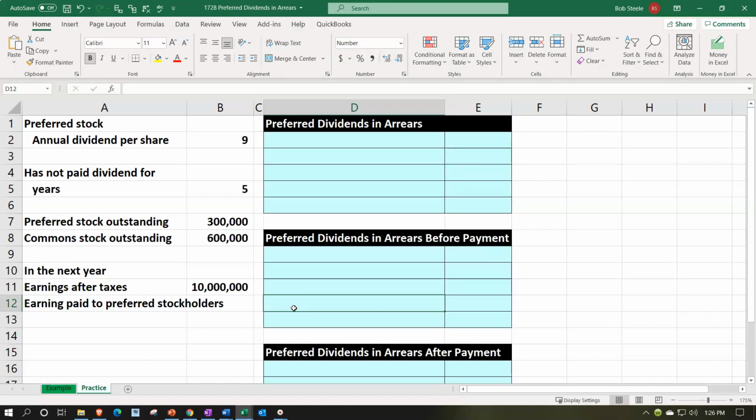Here we are in our Excel worksheet. If you have access to the Excel worksheet and would like to follow along, note that we're in the practice tab as opposed to the example tab, the example tab in essence being an answer key. Information on the left-hand side, we're going to populate into the blue area on the right side, looking at preferred stock dividends in arrears.